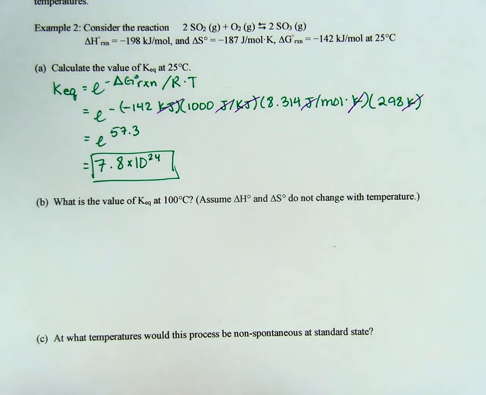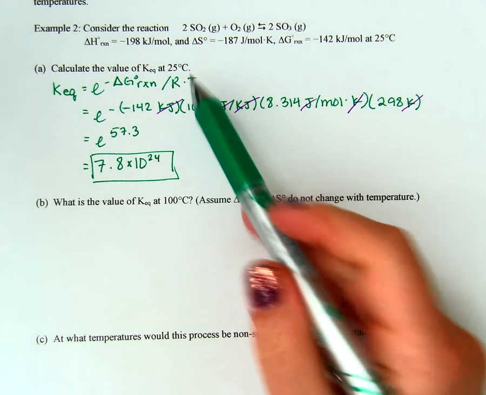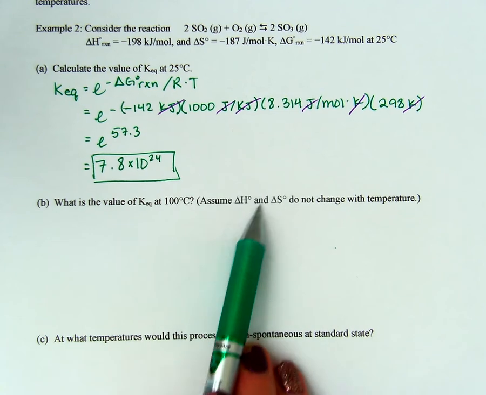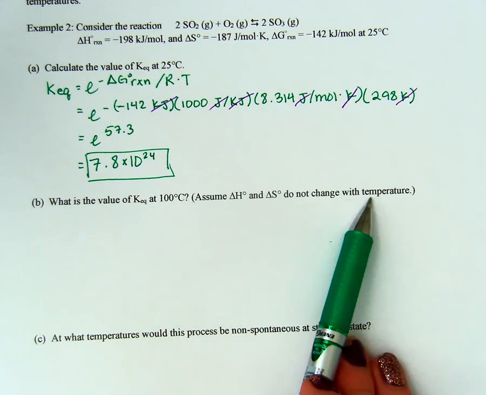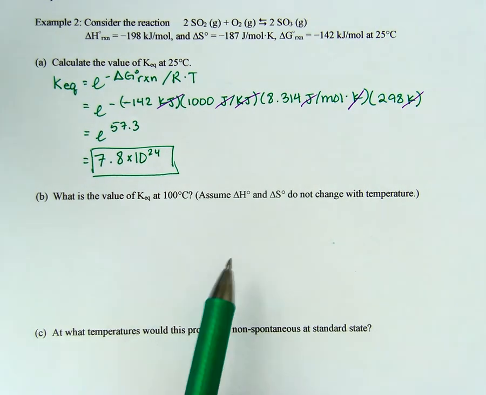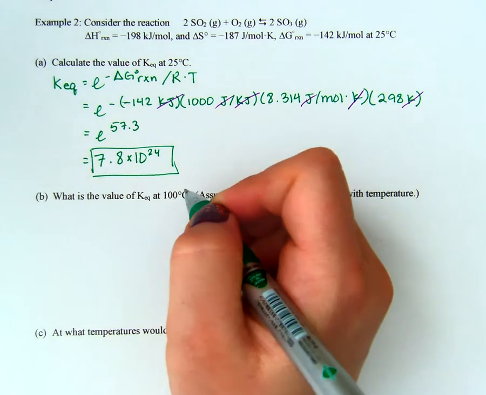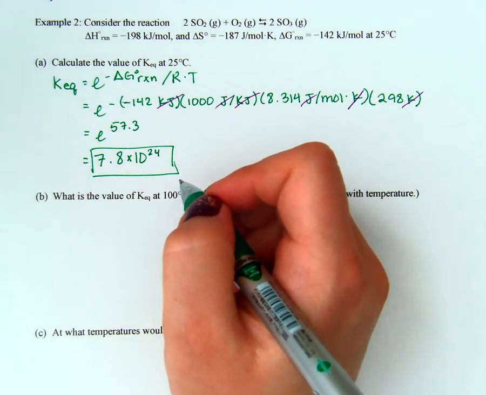Now we're going to compare. So say we increase the temperature from 25 to 100 degrees Celsius. What's KEQ now? So here we're going to assume that the enthalpy and the entropy don't change with temperature. It's not technically true, but we're going to assume that for this case. So please pause, go ahead and attempt this problem, and then please come back and check your work.